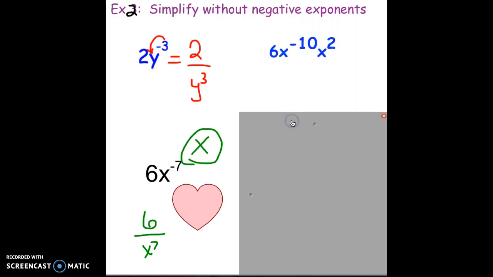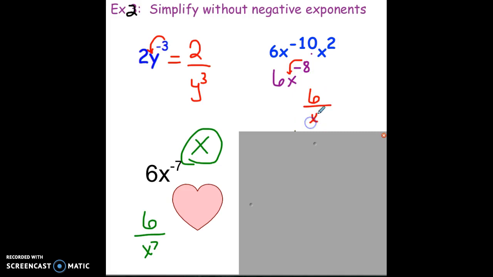Let's look at this one. Here I've got 6x to the negative 10th times x to the second. I'm going to use my first exponent rule that we talked about several days ago. I'm going to combine these two exponents. So I've got negative 10 and 2. I'm multiplying those bases, so I'm going to add those together. So that's 6x to the negative 8th power. Again, I've got my negative 8 only pointing to my x. So that's going to give me 6 over x to the positive 8th power.